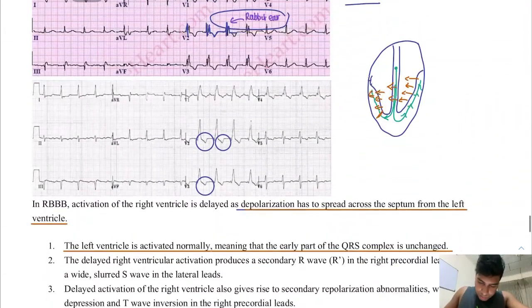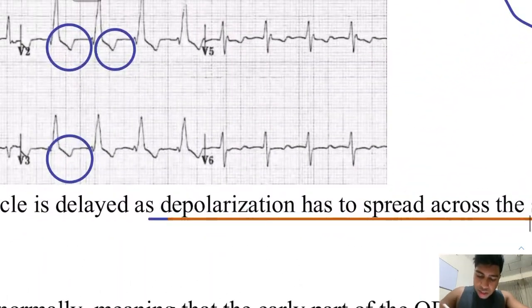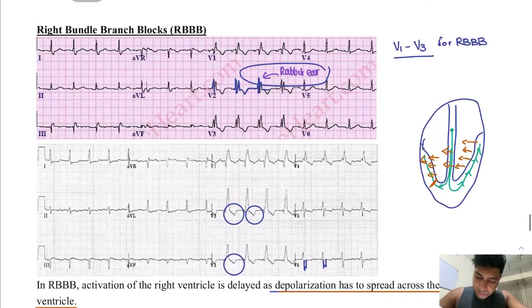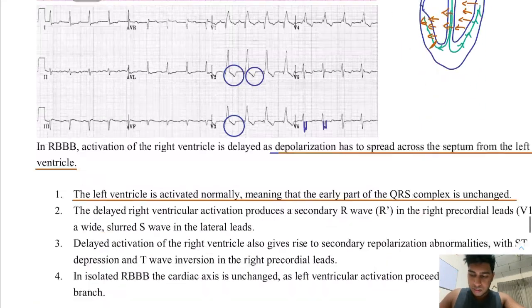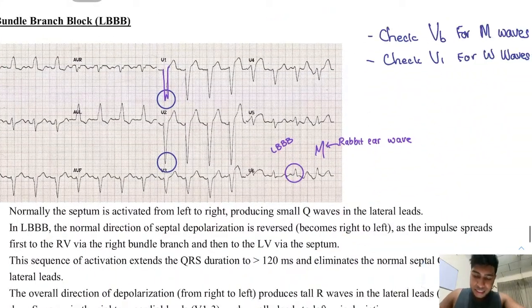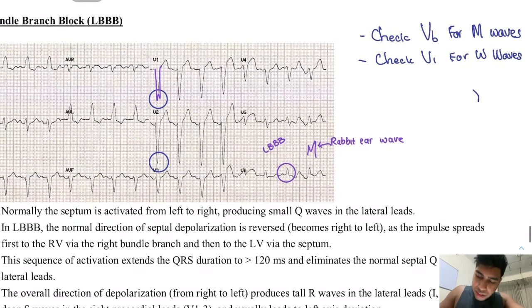I need to tell you, in V5 and V6, you might get W-shaped waves. So when it comes to bundle branch blocks, look for the rabbit ears. If you see it in V1, V2, right bundle branch block. If you see it in V5, V6, left bundle branch block. So in this situation, it's the same condition but reversed.